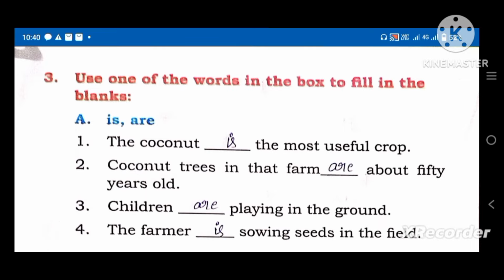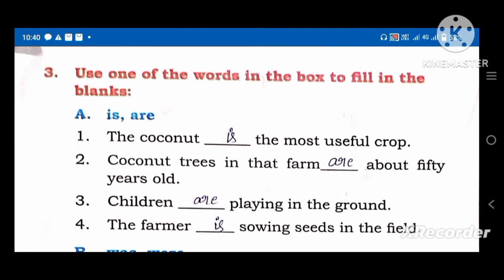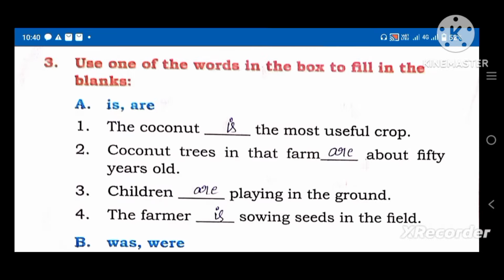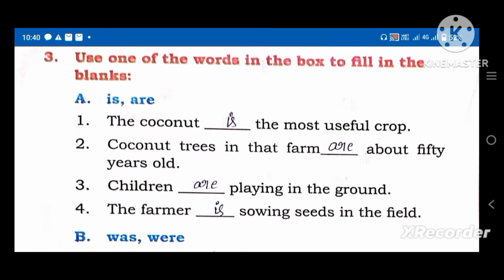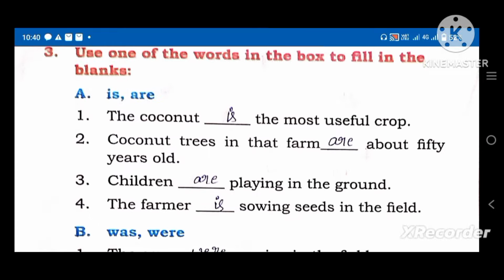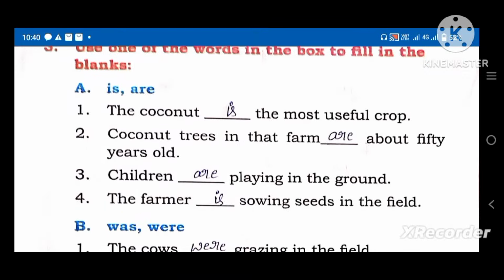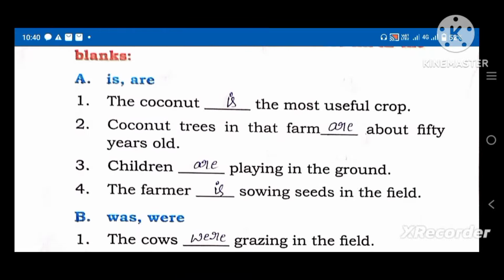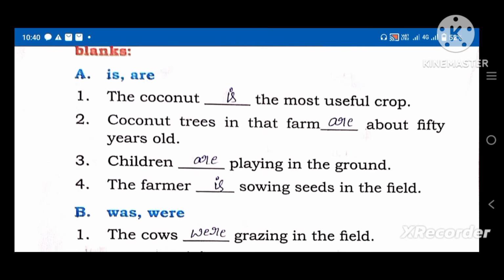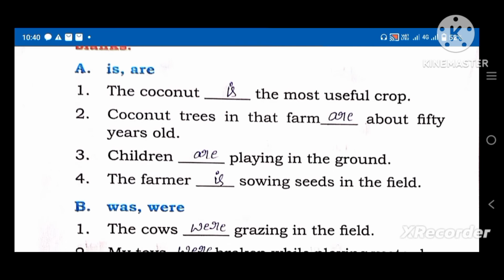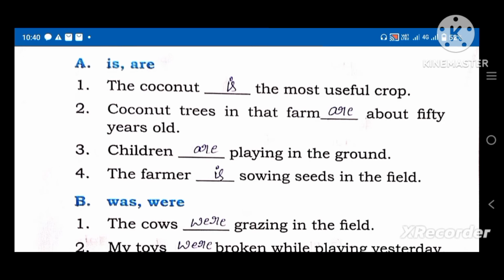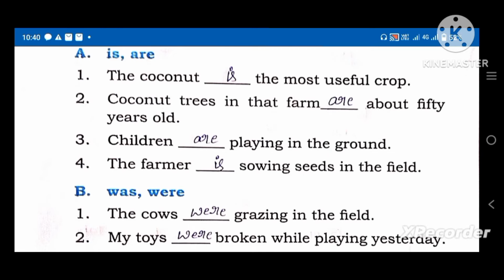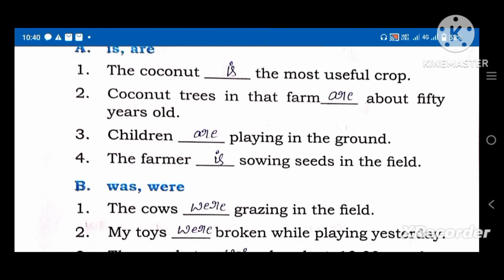Third main, use one of the words in the box to fill in the blanks. Main A. First one, the coconut is the most useful crop. Second one, coconut trees in that form are about 50 years old. Third one, children are playing in the ground. Fourth one, the farmer is sowing seeds in the field. Main B. First one, the cows were grazing in the field. Second one, my toys were broken while playing yesterday.